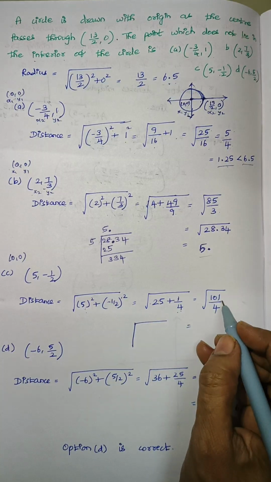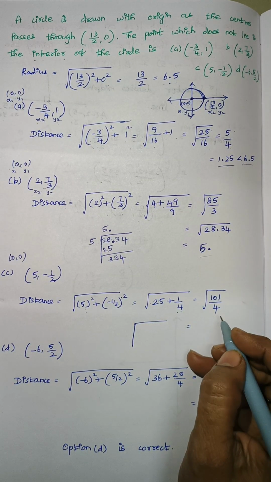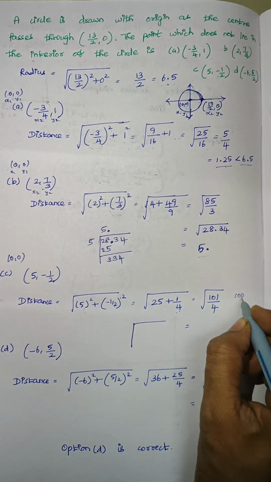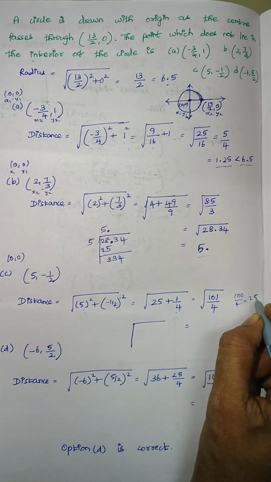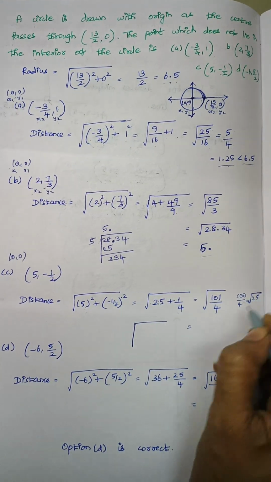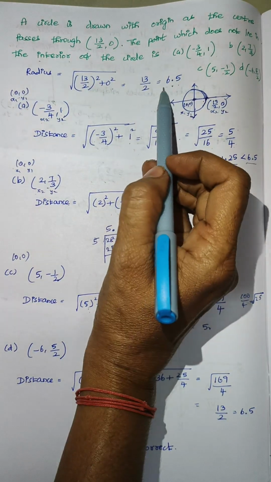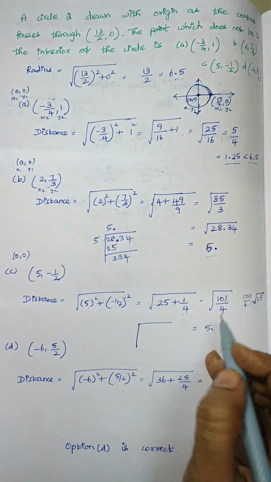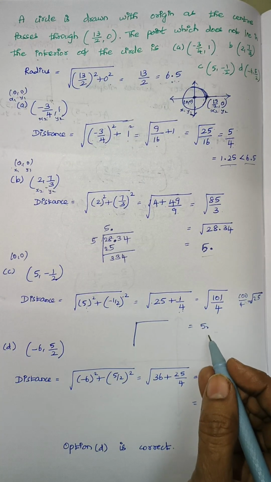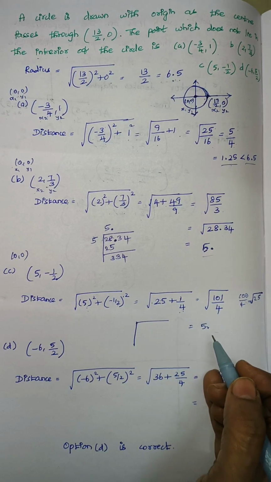Here there is no need to go with the square root, I will make it simple. For example, let this be 100. There is not much difference between 100 and 101. If it is 100 by 4, then our answer will be 25. What is the square root of 25? Again it is something 5 point something, which is less than our radius 6.5. Therefore this point also lies within the circle, in the interior of the circle.